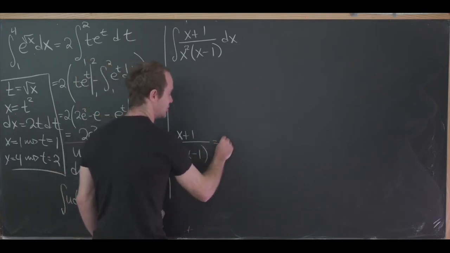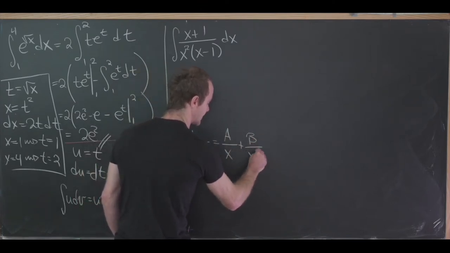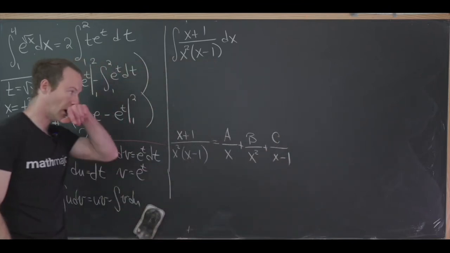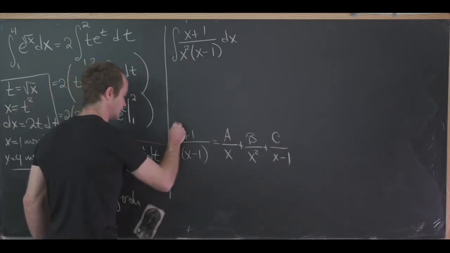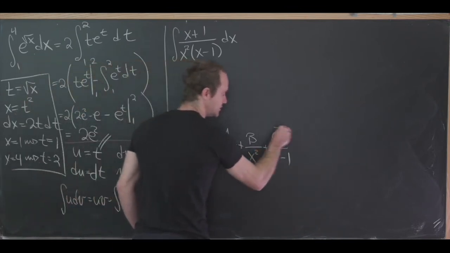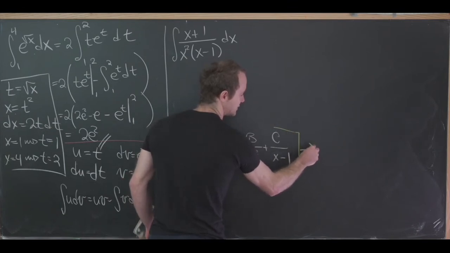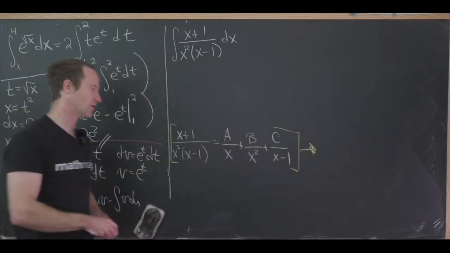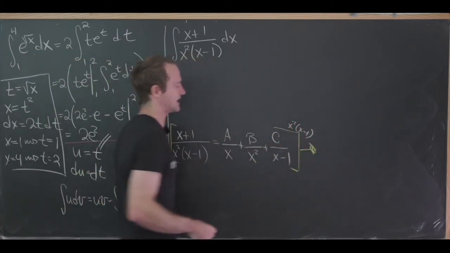So this should decompose as capital A over x plus capital B over x squared plus capital C over x minus 1. So we've got this equation of rational functions. But what we'd like to do is take this equation of rational functions and turn it into an equation of polynomials. And we'll do that by multiplying both sides of this equation by x squared times x minus 1.